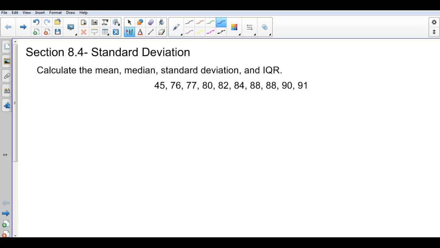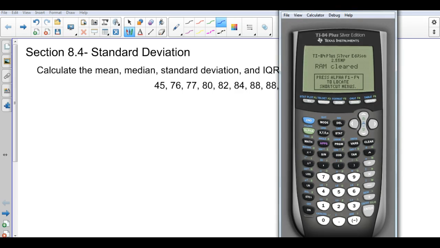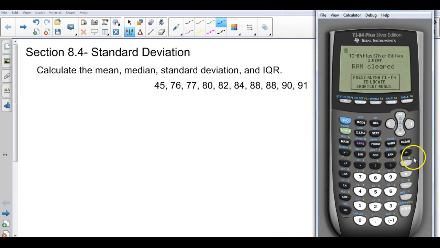So in this first problem, I have 10 numbers in a data set. We're going to calculate these four things, and then we'll just talk about them a little bit and what they mean in context. So I want you to imagine these are a bunch of test scores. Somebody scored very, very low at a 45, and then we got a bunch of numbers in the 70s going all the way up to a 91, which would be considered like a B plus or A minus, whatever that is.